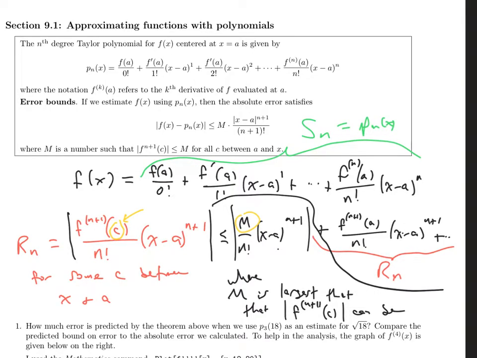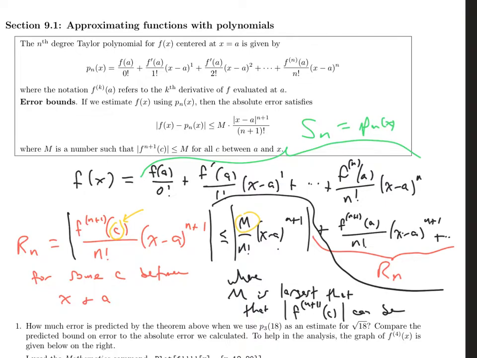So the idea here is we don't really know what the c is inside of this, but what we can do is look at a graph of this function, the n plus first derivative. c has to be somewhere between x and a, and we can just ask ourselves, what is the biggest this ever gets for values of c between x and a? So we don't know what this is exactly, but we will be able to very quickly and easily figure out the biggest this could be. And so if we know the biggest this can be, then we know the biggest this can be, and that's the upper bound on our error.